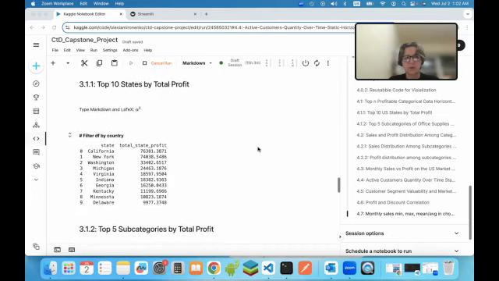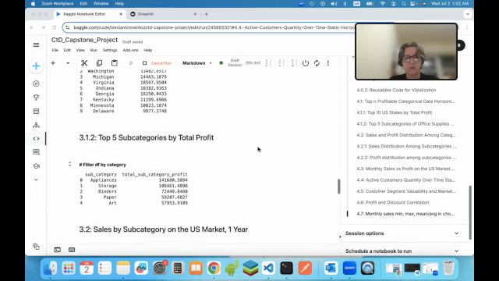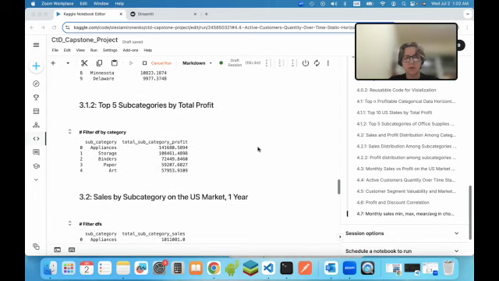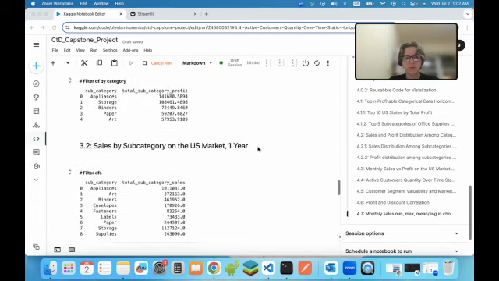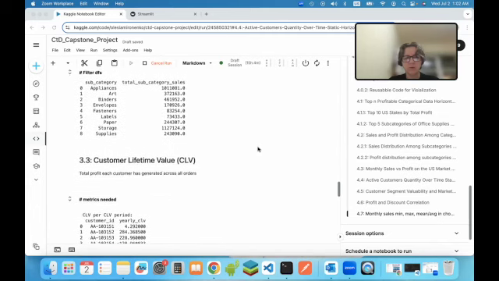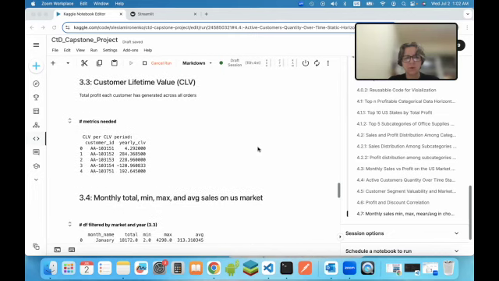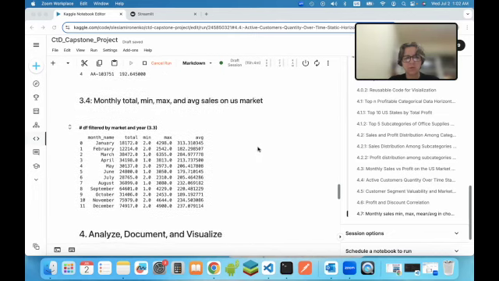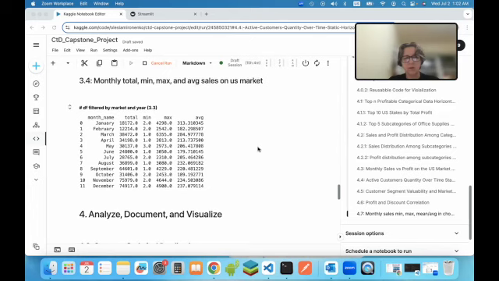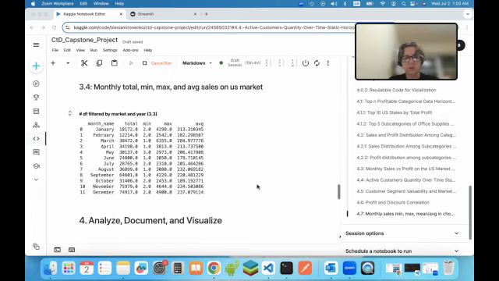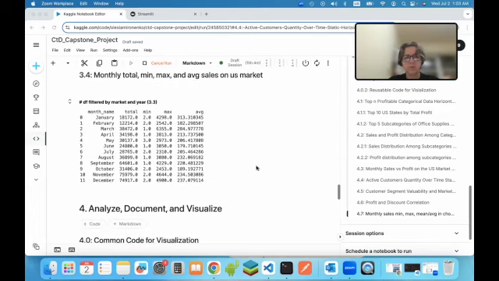Summarize states by total profits and subcategories by total profits. Customer lifetime value. Monthly total, minimum, maximum, and average sales on the US market.